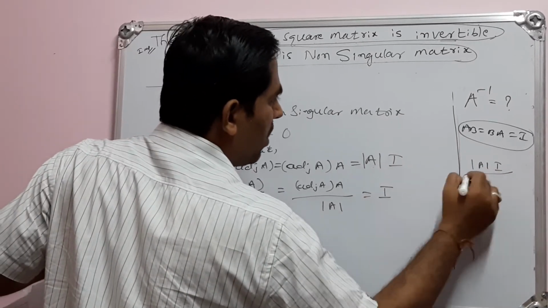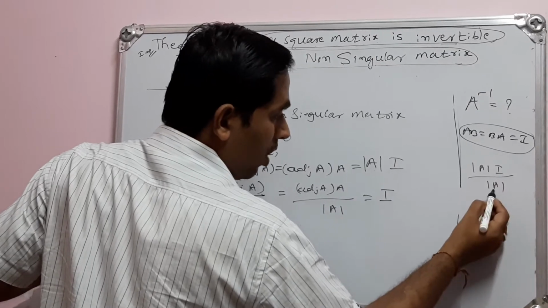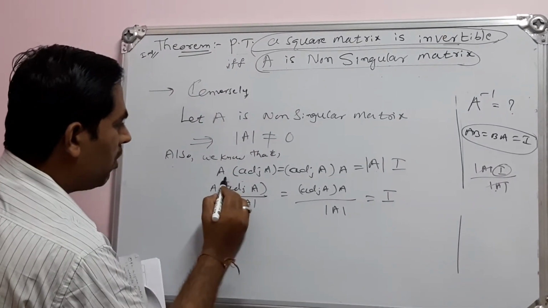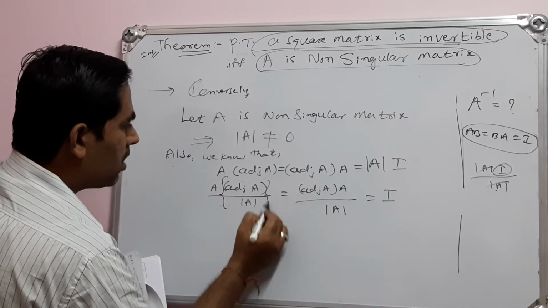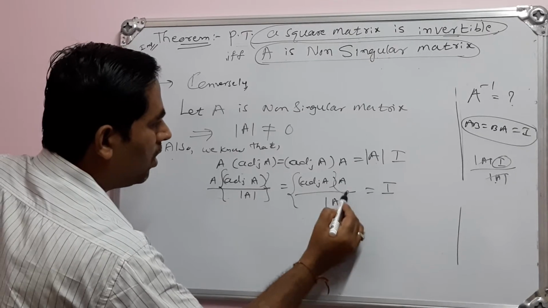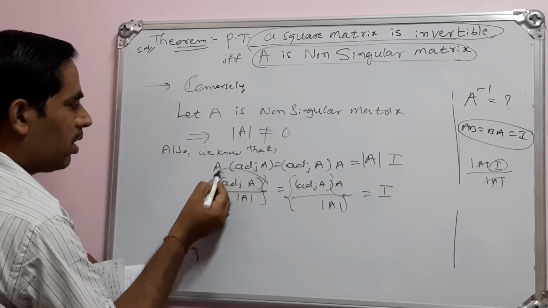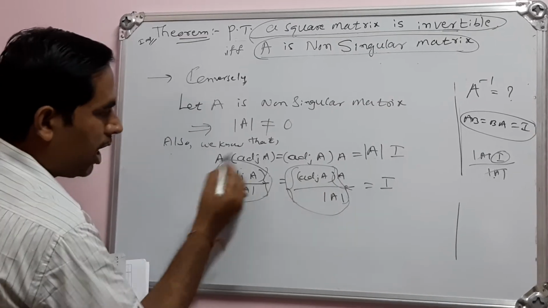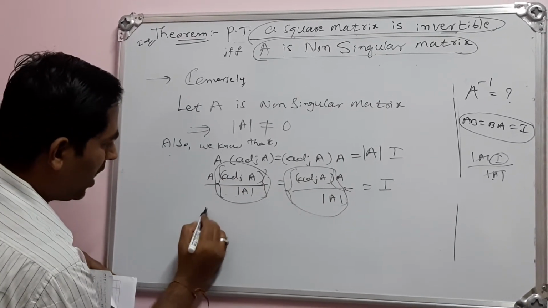Since determinant of A is not equal to 0, I can cancel it, so I get only I. Okay, so I will consider this. I will put the bracket here, a bracket for this quantity, whatever the quantity inside the flower bracket. I am making the mark here. A, I will write as it is.